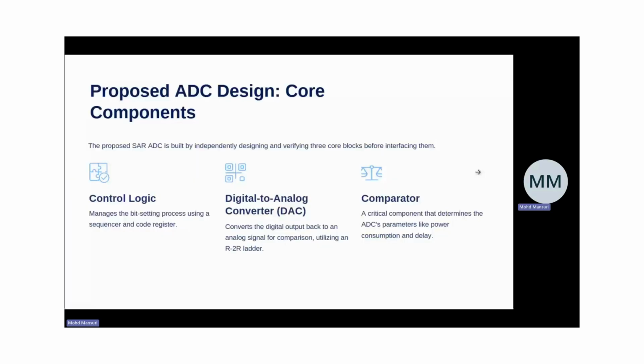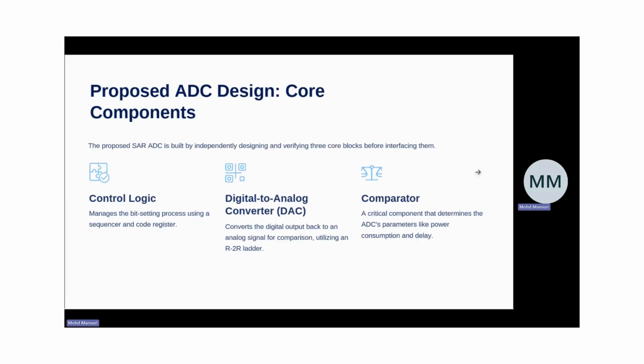Moving on to the proposed ADC design. Our proposed SAR ADC consists of three key blocks: the control logic, digital to analog converter, and comparator. Each of these blocks was designed and tested separately before being combined into the full ADC system. The control logic handles the bit setting sequence and ensures proper timing of the conversion.